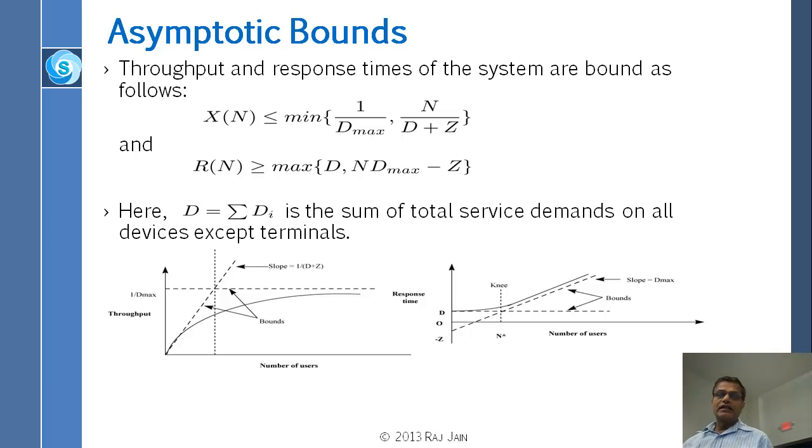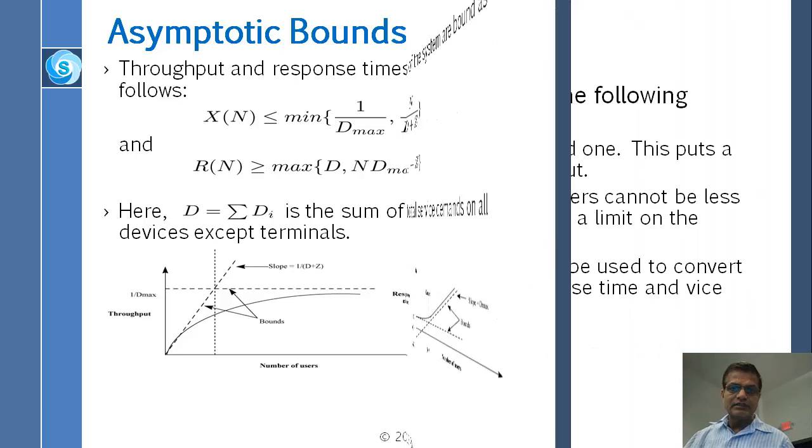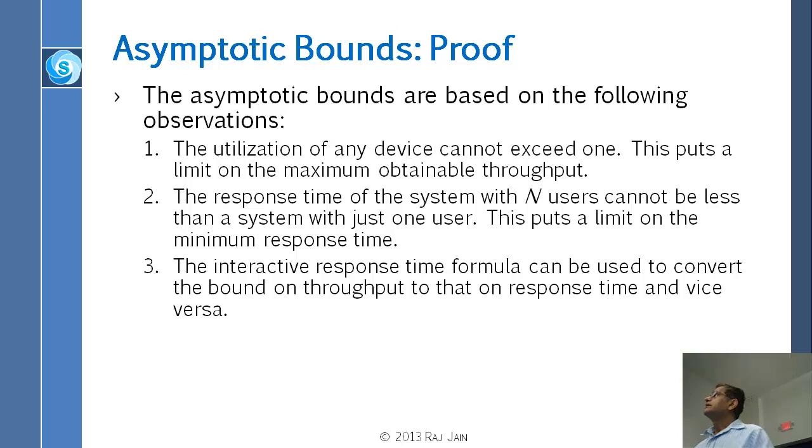So now what you can do is, given some of these values, and actually there are not that many values here, N, D, Z, and D max. Those values, you can calculate the knee, you can calculate the maximum throughput, and the minimum response time, and you can make lots of decisions just based on the back of the envelope, without going through lots of queuing theory. All right, now let's see how the system comes about. The proof is basically based upon three things.